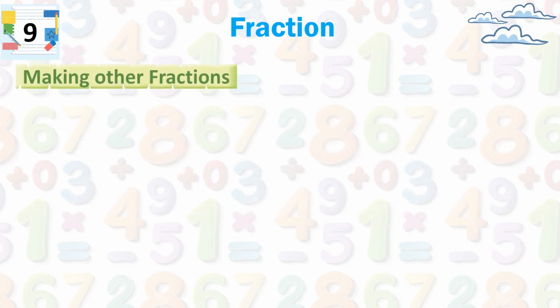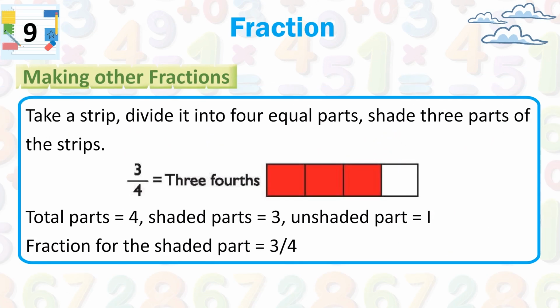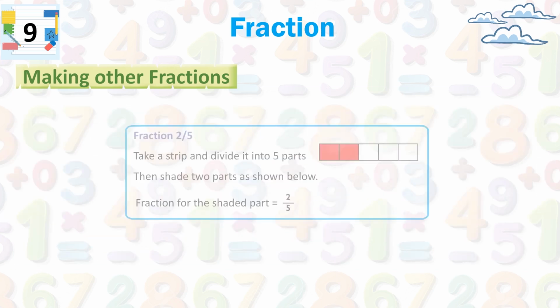Making other fractions. Take a strip, divide it into 4 equal parts, shade 3 parts of the strip. Total parts is equal to 4. Shaded parts is equal to 3. Unshaded part is equal to 1. Fraction for the shaded part is equal to 3/4.